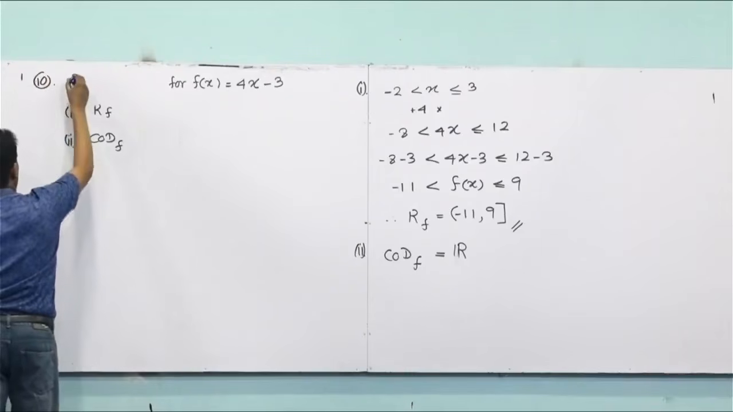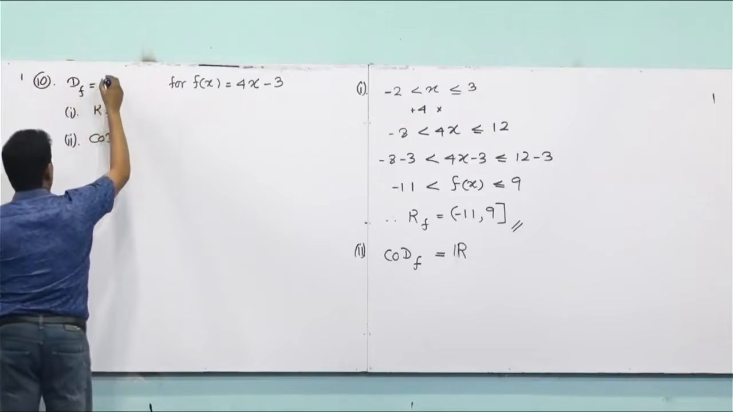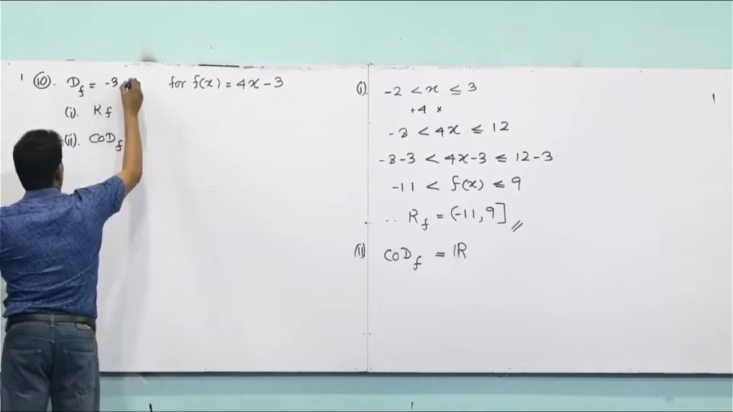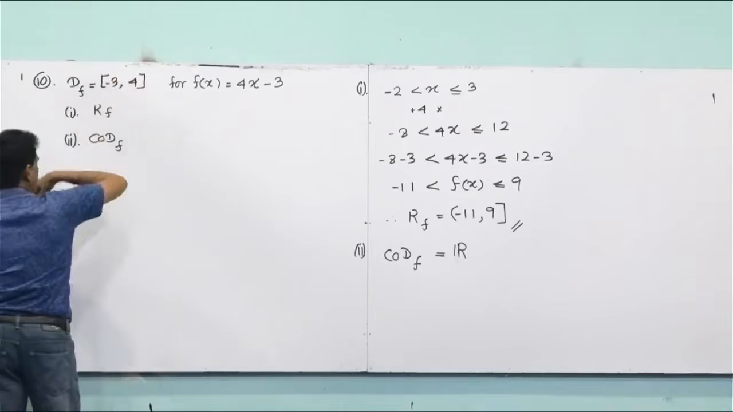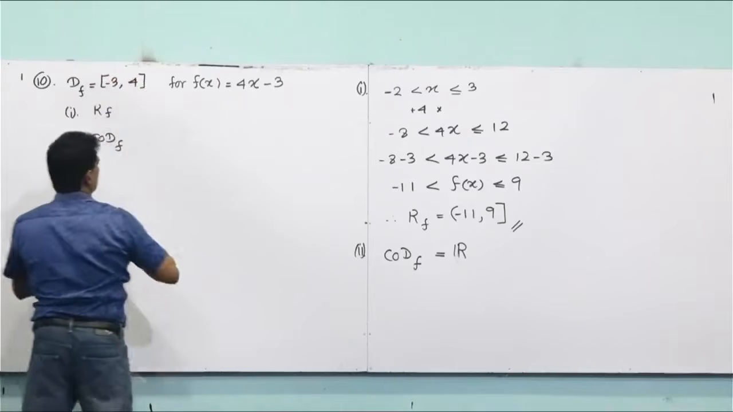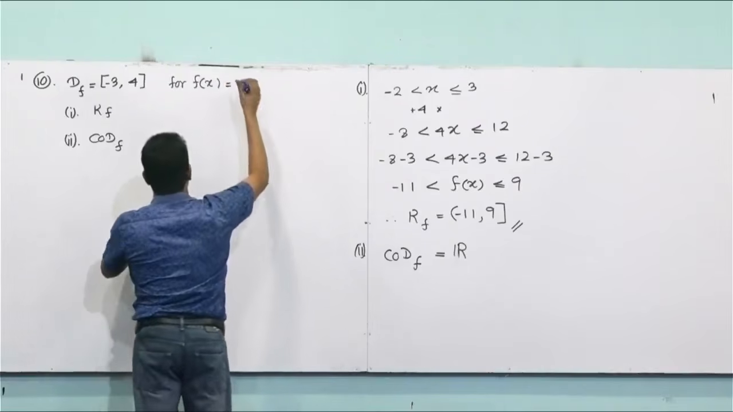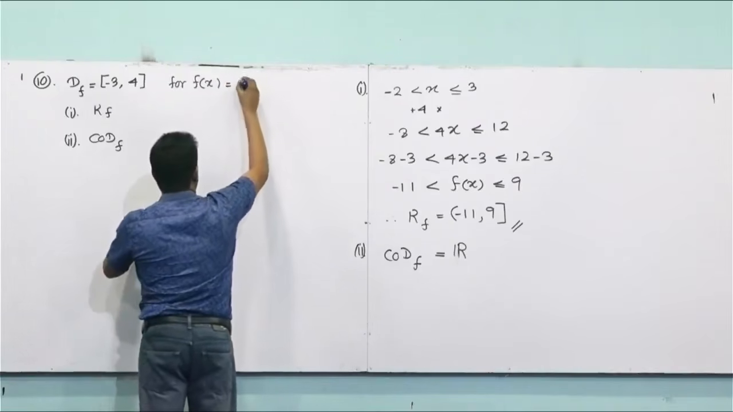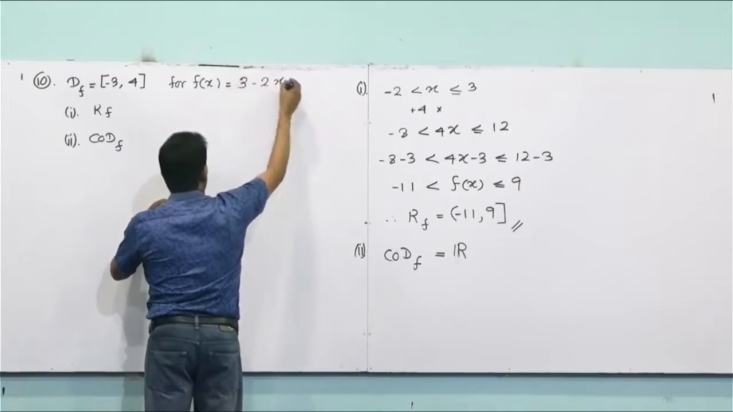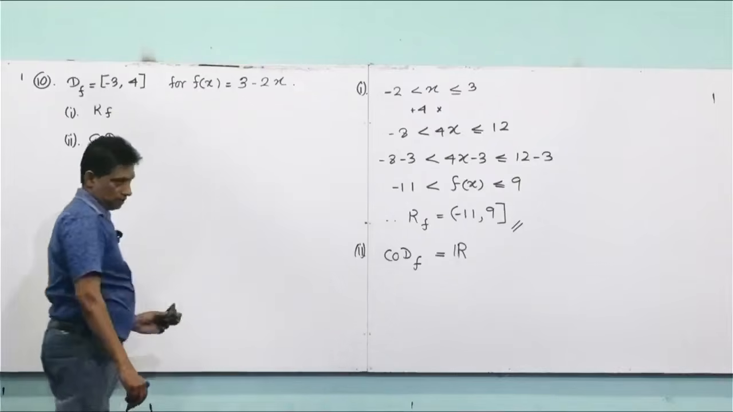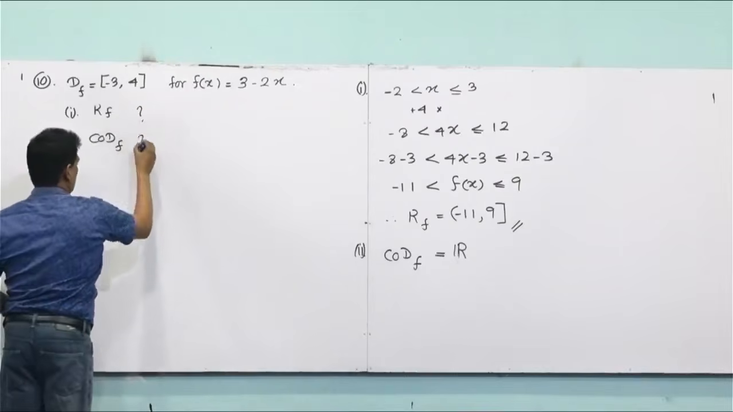Then example number 10. Here Df is minus 3 comma 4, with square brackets on both sides. For this case, f(x) is equal to 3 minus 2x. 3 minus 2x. Now you have to find Rf and the codomain of f.